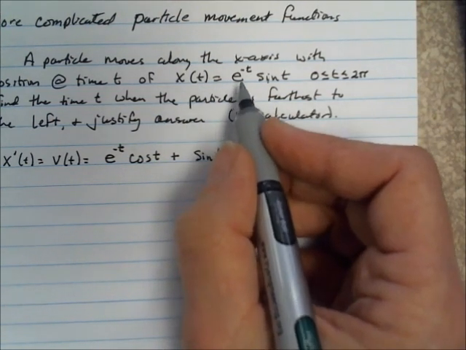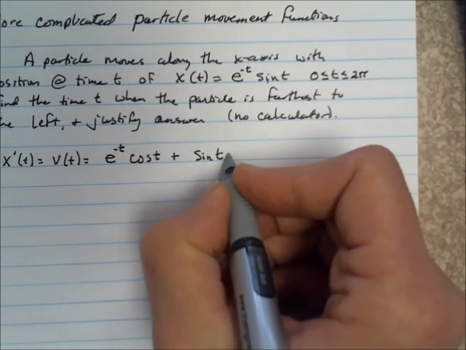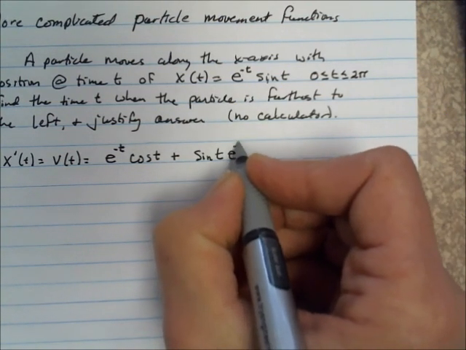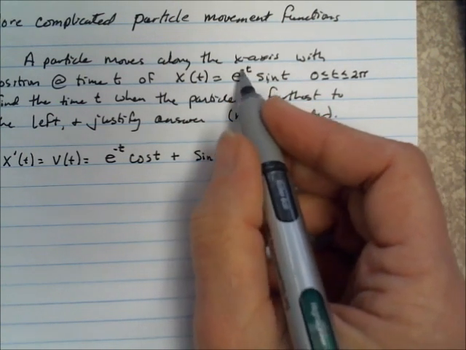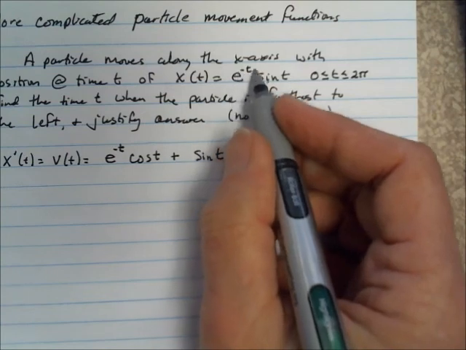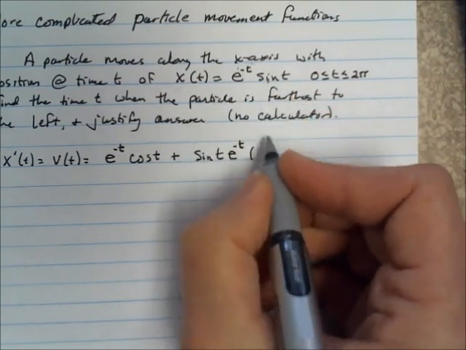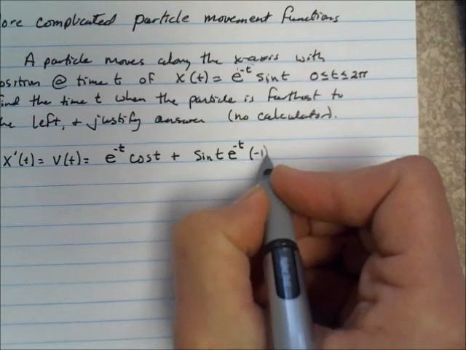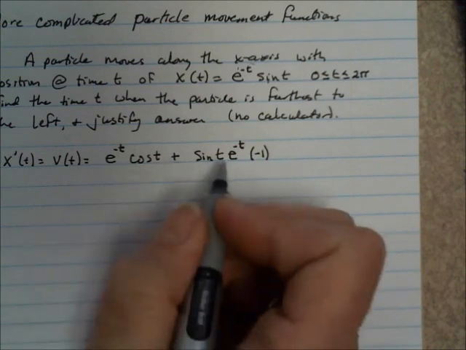Well, if you remember, the derivative of e to the x is just e to the x. So we have e to the negative t, which is the derivative of e to the negative t. But the chain rule says we have to multiply it by the derivative of the exponent. The derivative of negative t is -1. So there's our velocity function. And now we're going to simplify that.